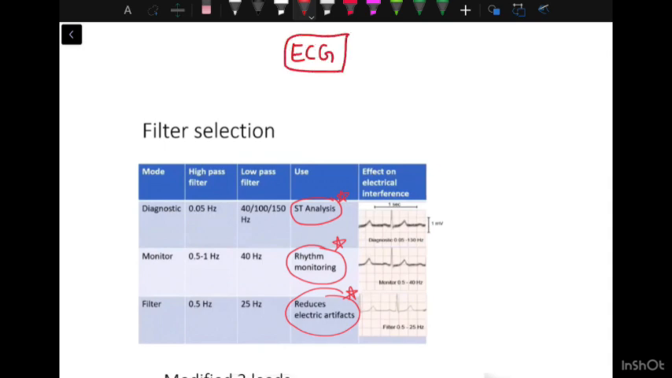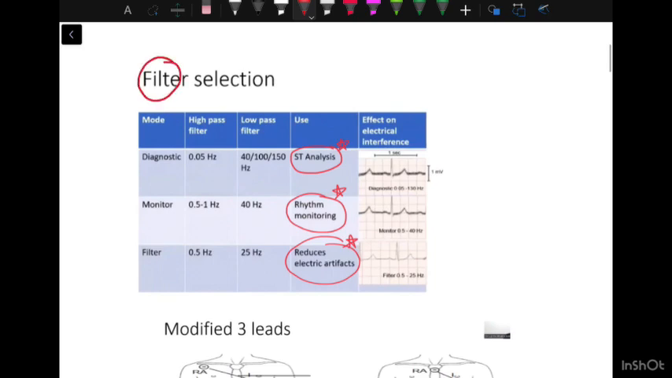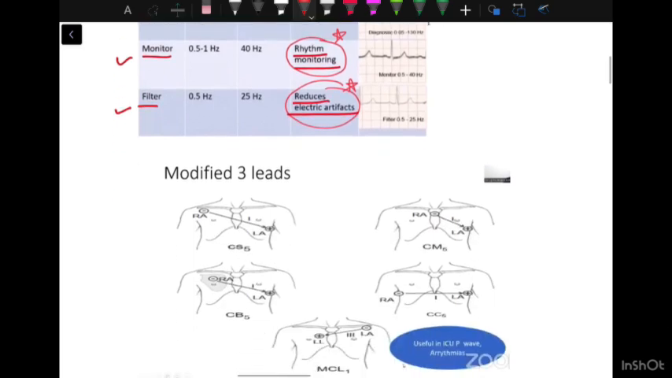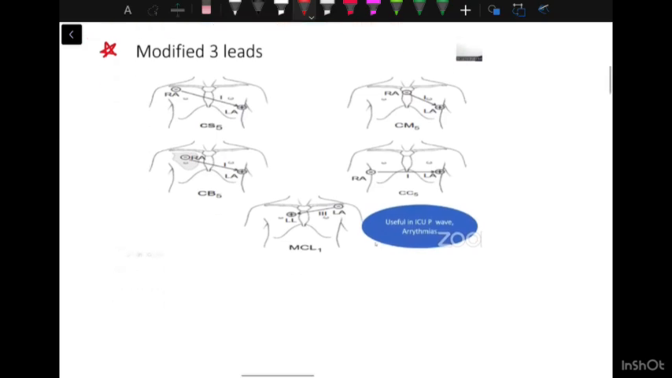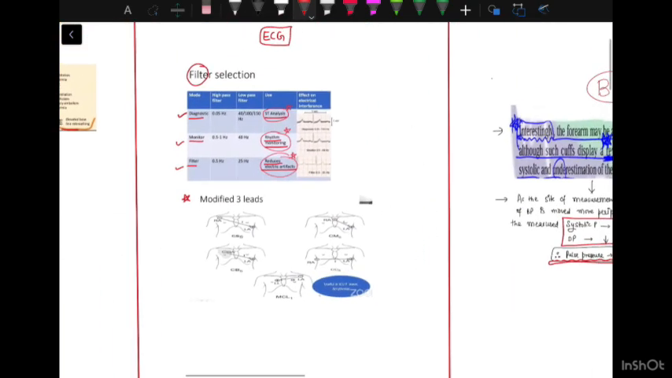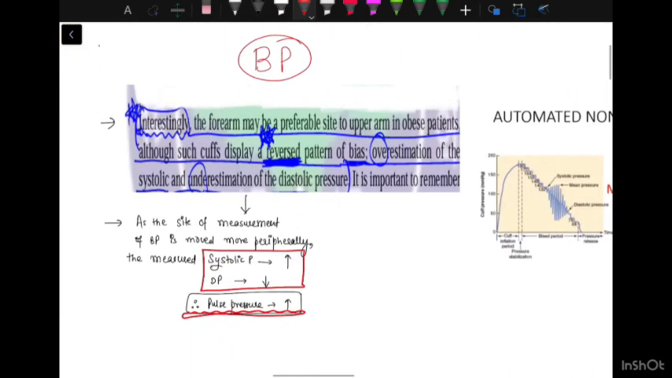Then we come on to the ECG. The ASA standard monitors tell you only 5 lead ECG, and filter selection is important. There are 3 types of filter in the ECG: diagnostic, monitor, and filter. The diagnostic mode is for ST analysis, the monitor mode is for the rhythm monitoring, and the filter is for reducing the electrical artifacts. Then we have a modified 3 lead system. Suppose you don't want to put 5 leads, the surgery demands placement of fewer leads, then we can use a modified 3 lead system.